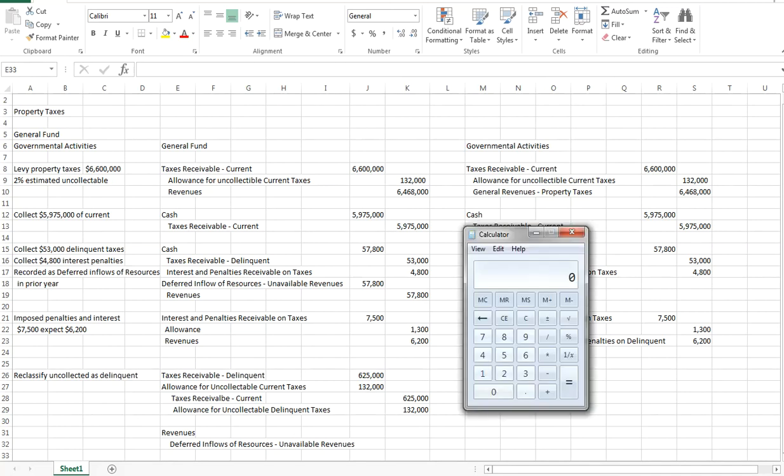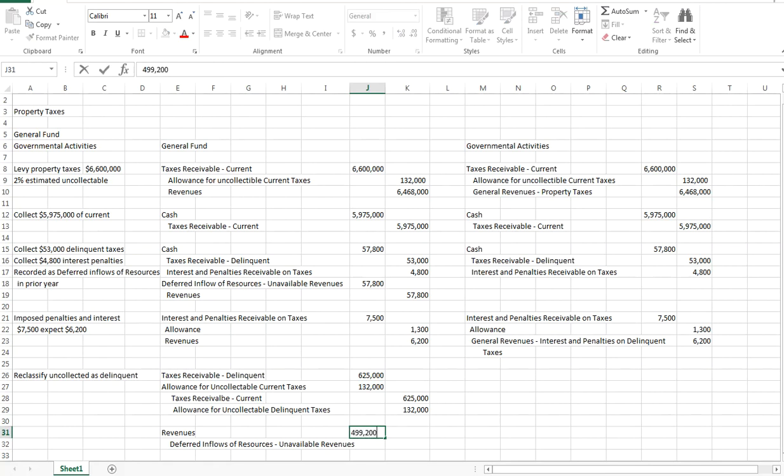This is going to be the 490, the number that we're calculating is going to be our 625 minus our uncollectible plus our 6,200 right here that we expect to collect. So 499,200. We're putting that in an account called deferred inflows of resources, unavailable revenue, and we're taking it out of revenue because see, it was put into revenue here. It was put into revenue here. And so we're taking out the part that we think we're going to collect. And that's what's happening again on the general fund side.